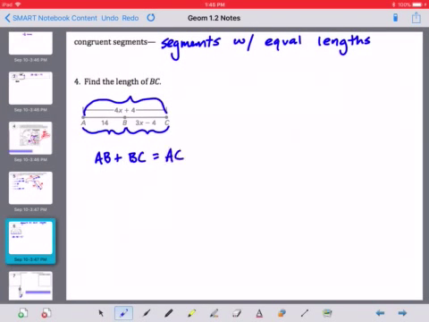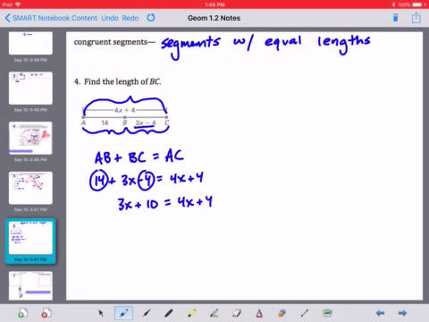And let's fill in these expressions that they give us. They tell us AB is 14 units long, so we'll replace that with 14. They tell us BC is 3x minus 4 units long, so we'll replace that with that expression. And then we have that AC is 4x plus 4 units long. And now we're going to use some algebra skills to find the value of x. So first let's combine like terms. We have 3x plus 10 equals 4x plus 4.